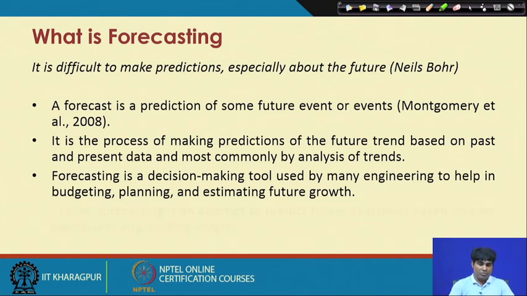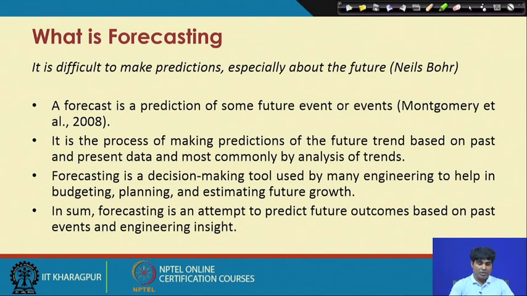So, this is the basic requirement, and sometimes it can be called an attempt to predict future outcomes based on past events and engineering insight. So, if you summarize altogether, it is nothing but looking into the past information and present information, and seeing what should be the trend for the future requirement. So, whatever may be the problems, we have to do the forecasting for the future requirement.